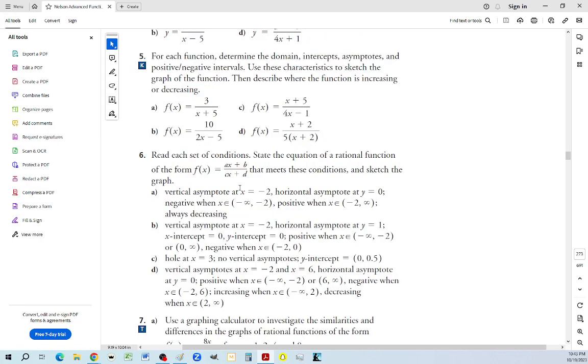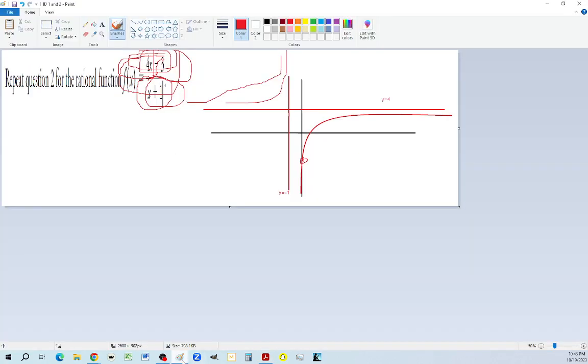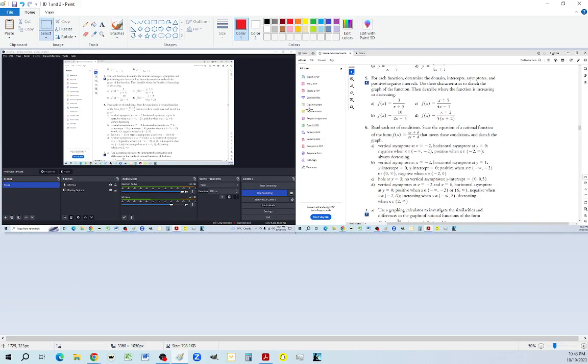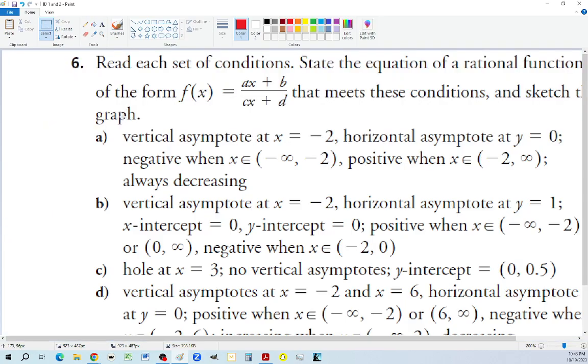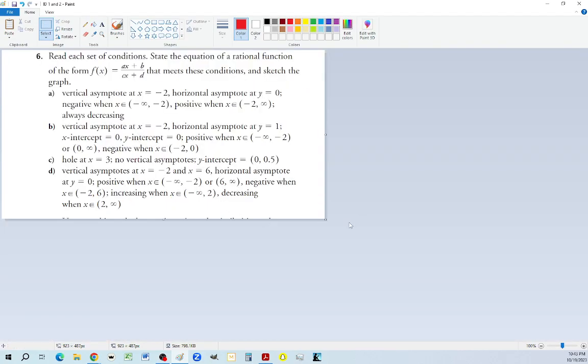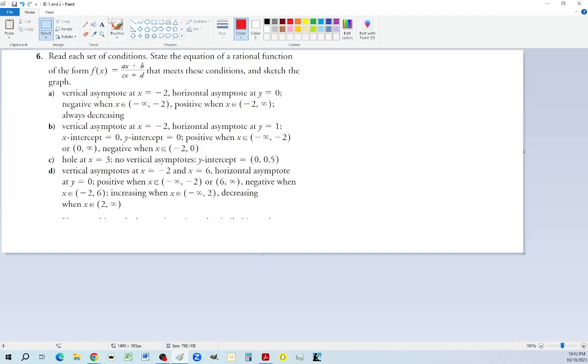Okay, 6. If I want to create something that has a vertical asymptote at minus 2, I have to have an x plus 2 in the denominator. That's all there is to it. If I want to have a horizontal asymptote y is equal to 0, then I just put a 1.